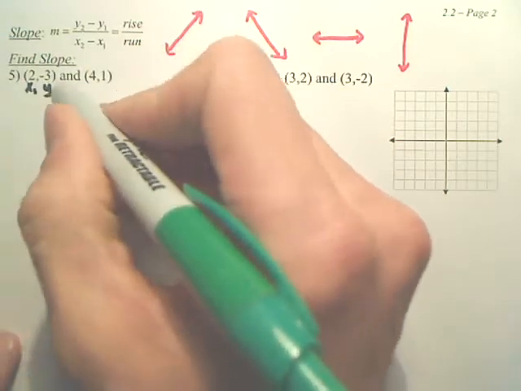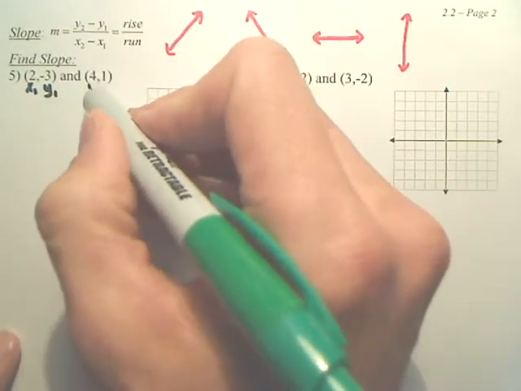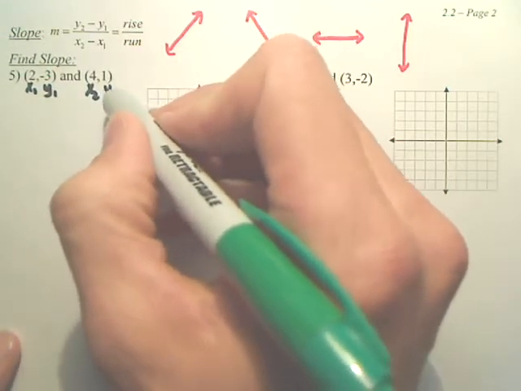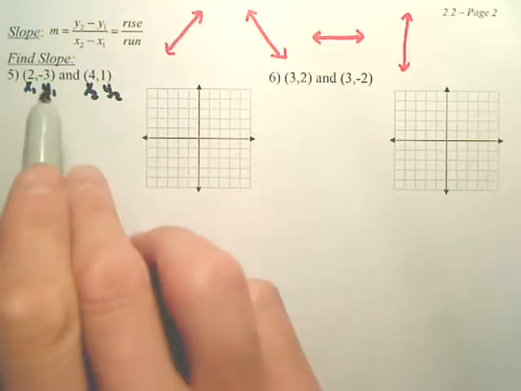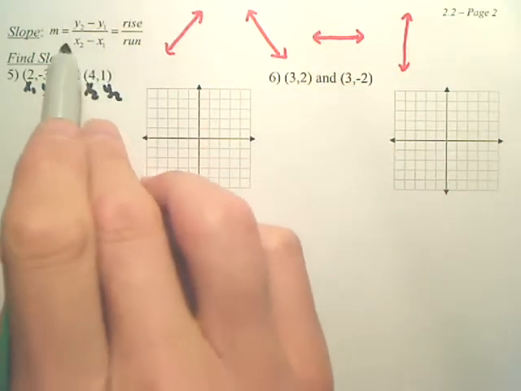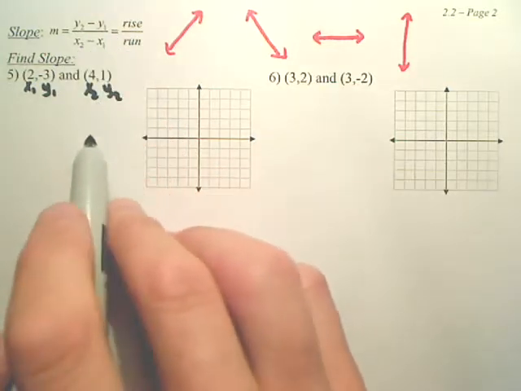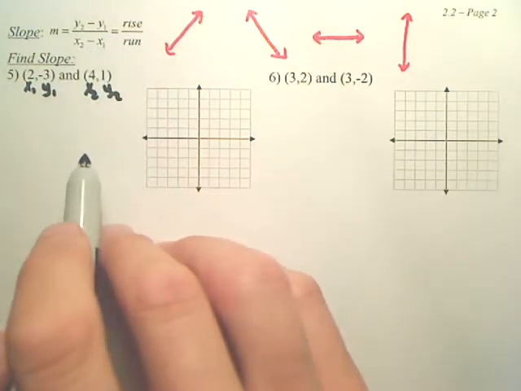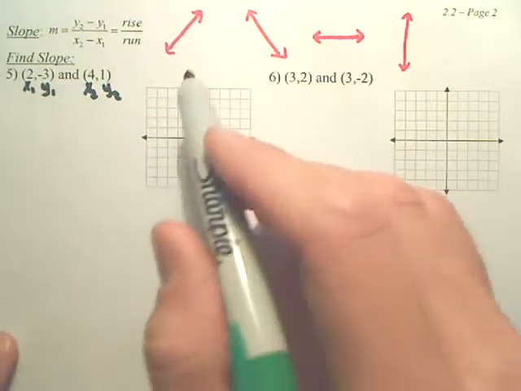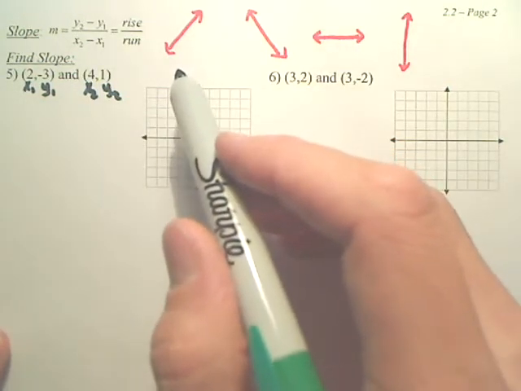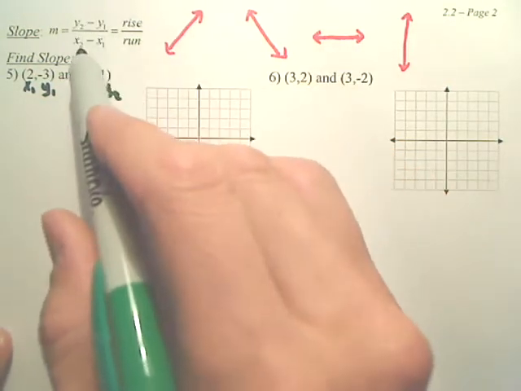This is called x1, y1. This is called x2, y2. If you have two coordinates, the difference of the y values is your rise. The difference of the x values is your run. Now, it's always rise over run. It's important you keep it in that order. Y's over x.